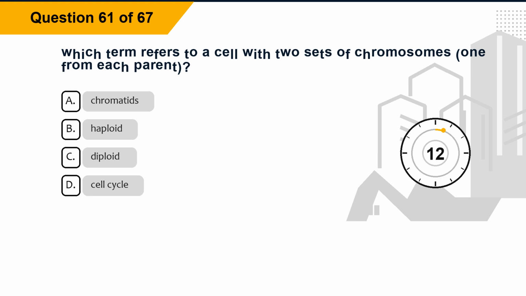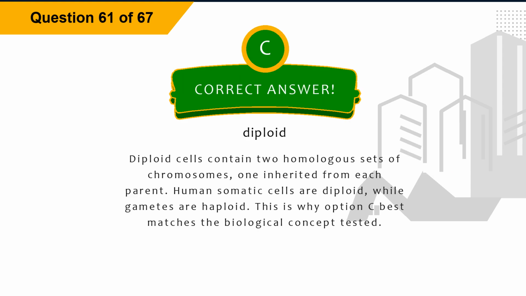Question 61. Which term refers to a cell with two sets of chromosomes, one from each parent? Option A, chromatids. Option B, haploid. Option C, diploid. Option D, cell cycle. The correct answer is option C, diploid.